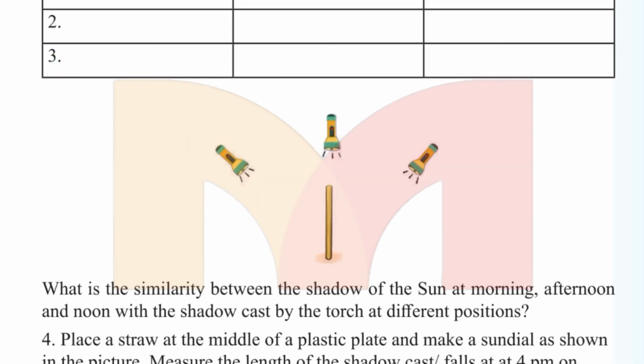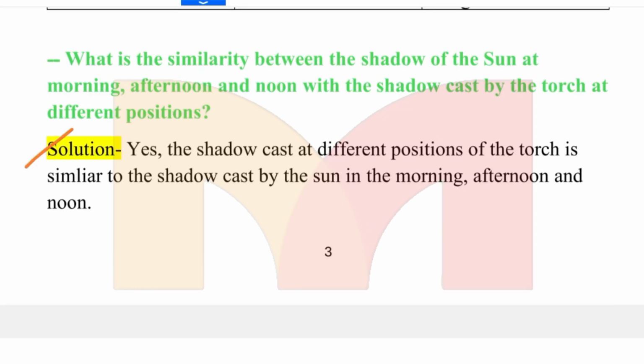Here's the question. What is the similarity between the shadow of the sun at morning, afternoon and noon with the shadow cast by the torch at different positions? So let's see the answer. Here is the solution for that. Yes, the shadow cast at different positions of the torch is similar to the shadow cast by the sun in the morning, afternoon and noon. Now let's go back to the book.